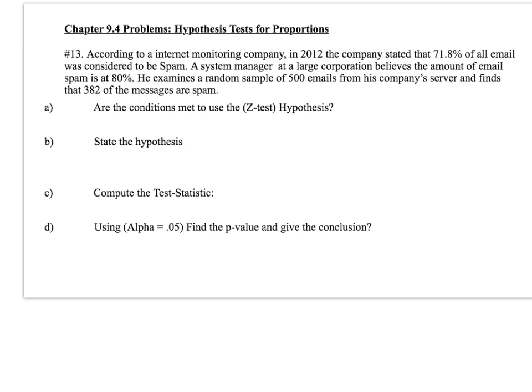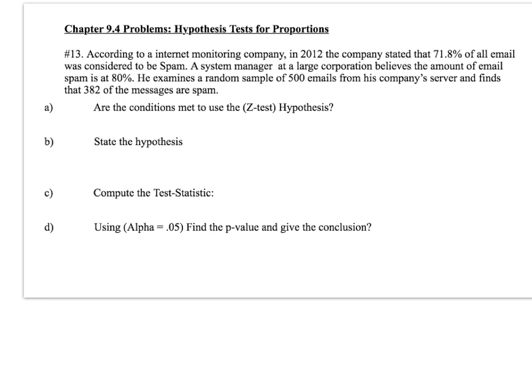Today we're going to talk about problems in Chapter 9.4, Hypothesis Test for Proportions. Here's our first problem. According to an internet monitoring company in 2012, the company stated that 71.8% of all email was considered to be spam.